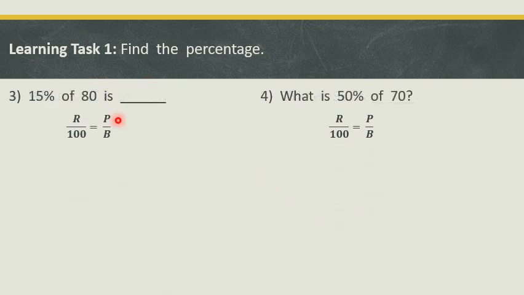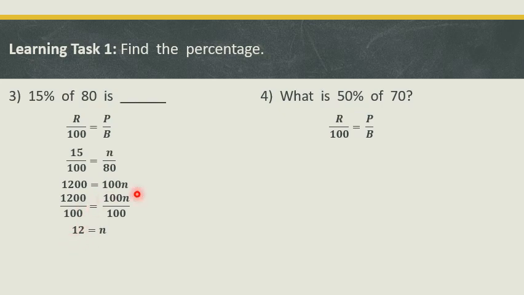Same procedure lang, ganun lang ulit. Ito ang ating rate, kasi siya may percent sign. And yung katabi ng "of" is yung ating base. So, substitute natin, magiging 15 over 100 equals N over 80. Cross multiply. 15 times 80 is 1,200. 100 times N is 100N. Then, divide both sides by 100. 1,200 divided by 100 is 12.